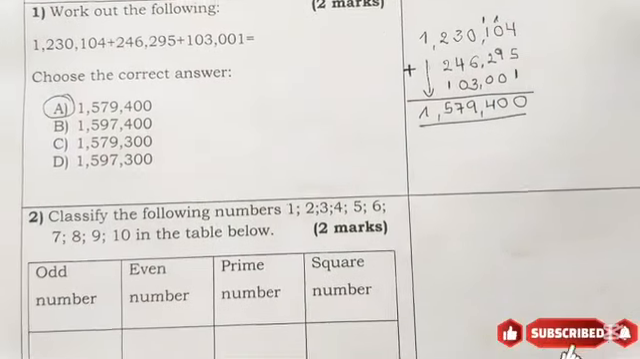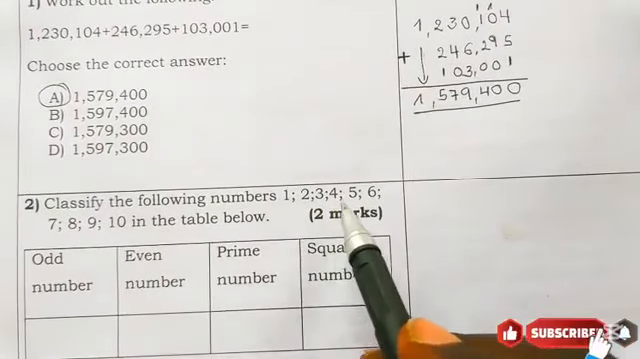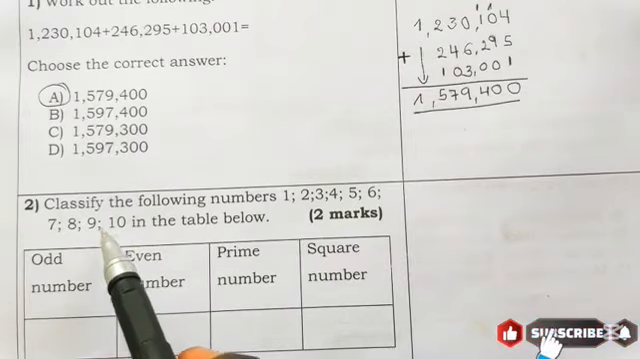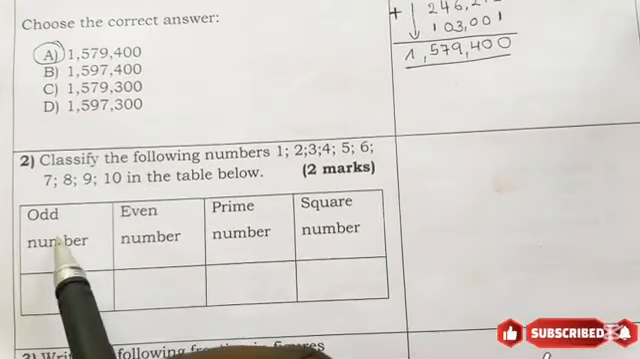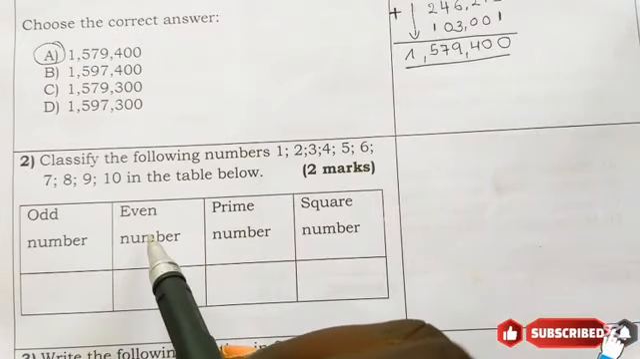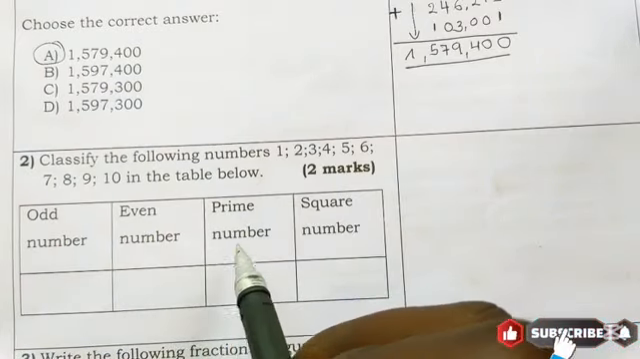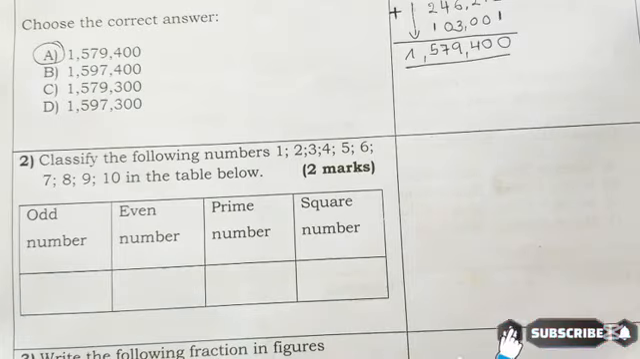Question 2. Classify the following numbers 1, 2, 3, 4, 5, 6, 7, 8, 9, 10 in the table below. Which ones are odd numbers? Which ones are even numbers? Which ones are prime numbers? And which ones are square numbers?